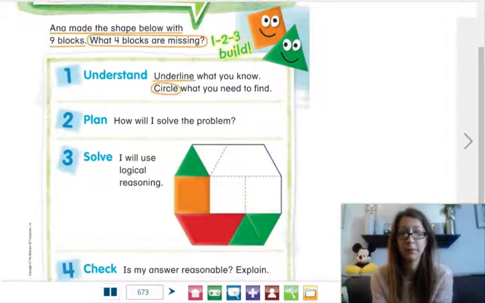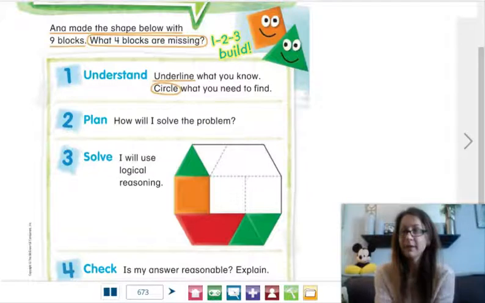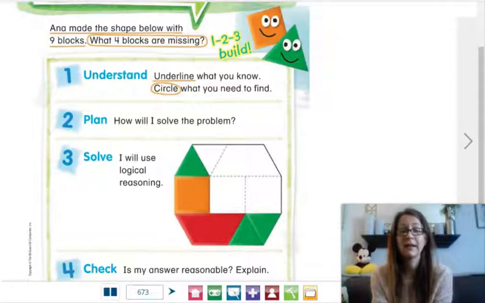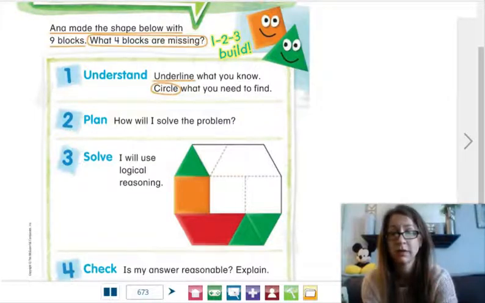So step 2 is our plan. How are we going to solve this problem? Well, today we are doing logical reasoning. So that is how we are going to solve our problem, figuring out what shapes are missing from our composite shape to make it complete. Step number 3 is to solve this problem. So they have already dashed some lines here for us to give us the composite shapes that are missing in this shape. So all we're going to do is trace over the shapes that they have put in here.